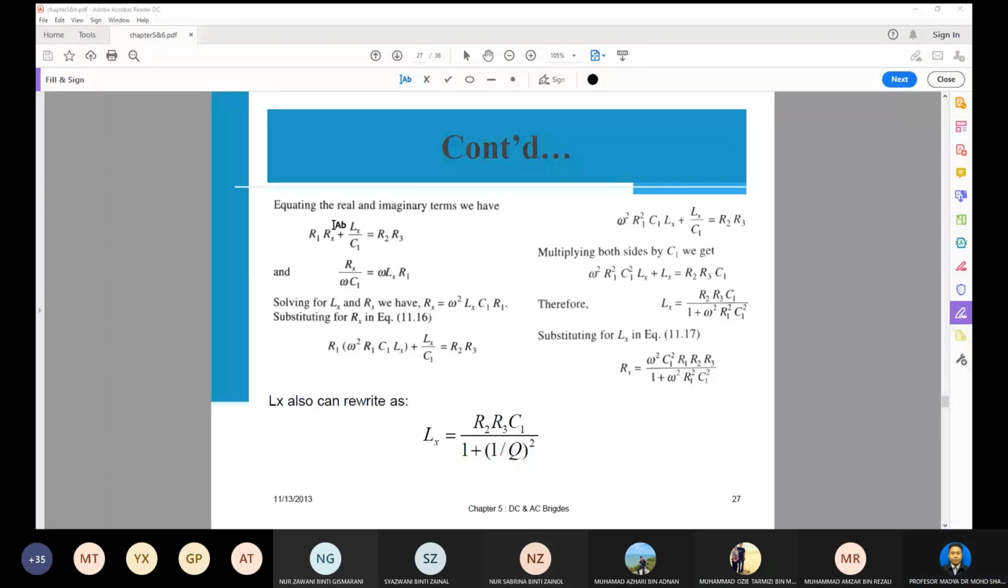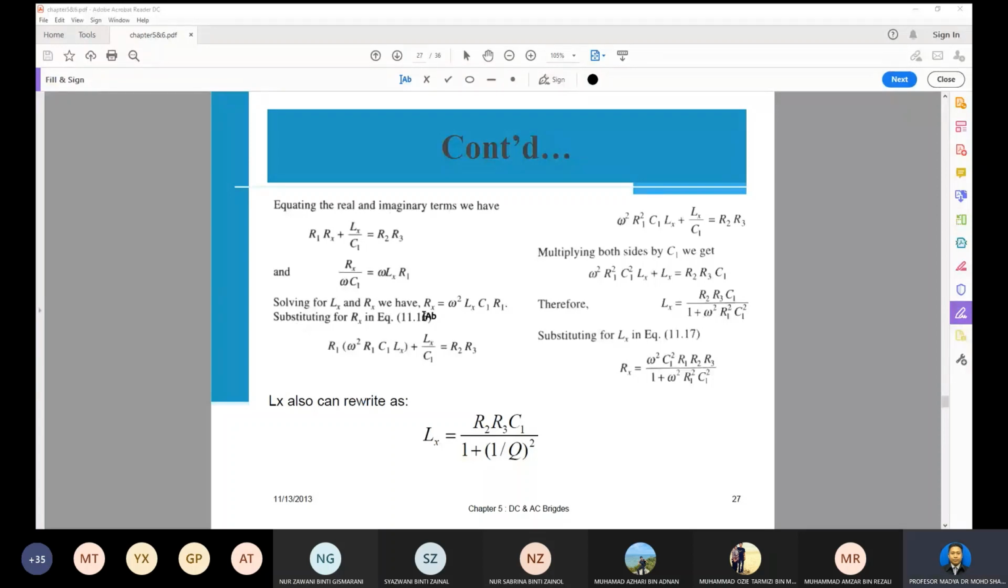And this is for imaginary: Rx over ωC1 equals ωLx R1. This is for the imaginary part, and this one for the real part. The real value here, and this one will be the imaginary value. Then we have to solve for Lx and Rx.